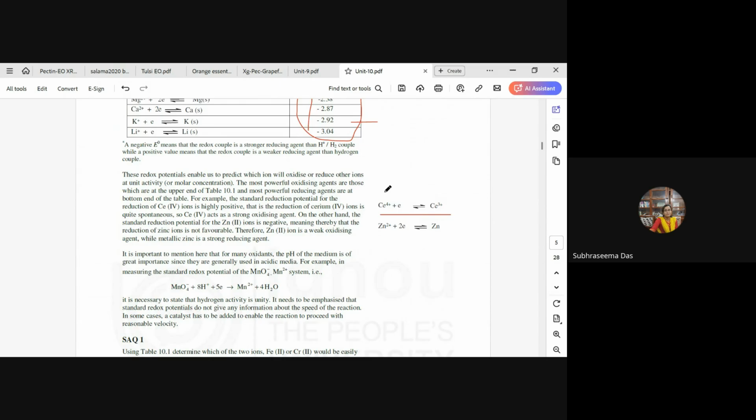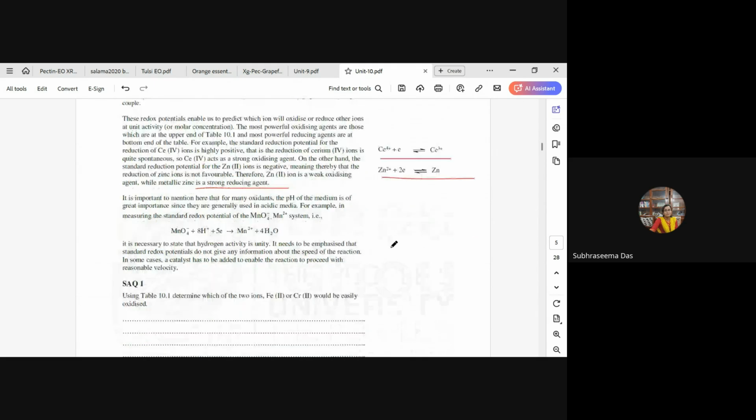On the other hand, the standard E0 for the Zn2+ ion is negative. So the reduction of zinc ions is not favorable, and Zn2+ is a weak oxidizing agent, whereas metallic zinc is a strong reducing agent. That is how, by looking at the sign, we can classify which are strong reducing agents and which are strong oxidizing agents.